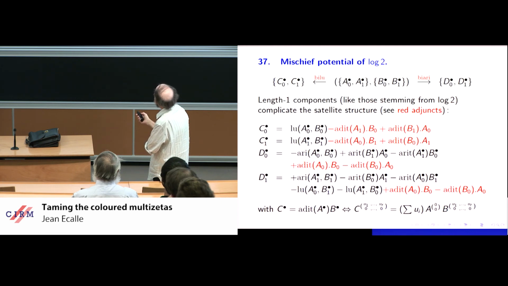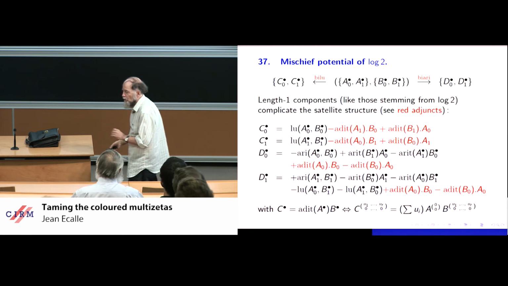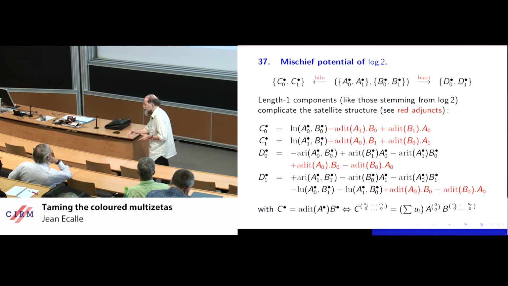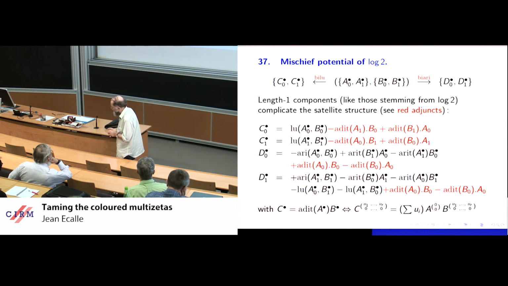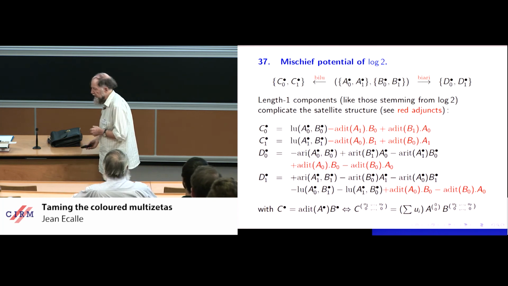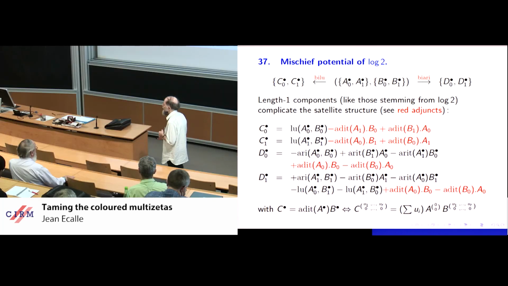And when you have length 1 components, in this case with a scalar in front of them that is going to be logarithm of 2, then you have additional terms, the adjuncts, in red, which I cannot define very closely, but they complicate the picture for the algebra and for the group. And I think this is the reason why this phenomenon had not been discovered earlier.